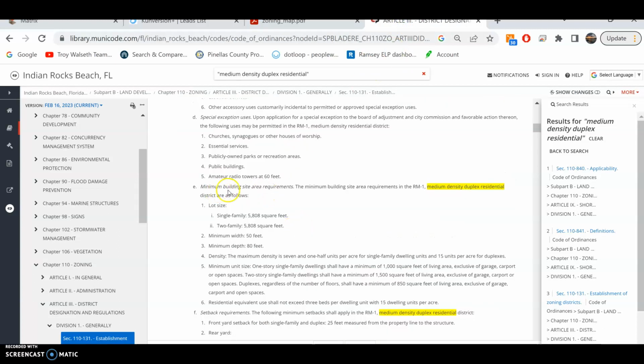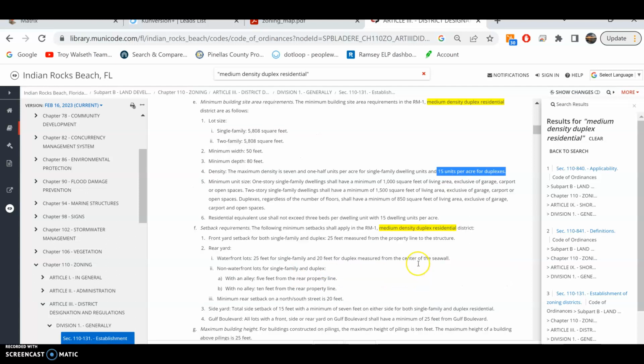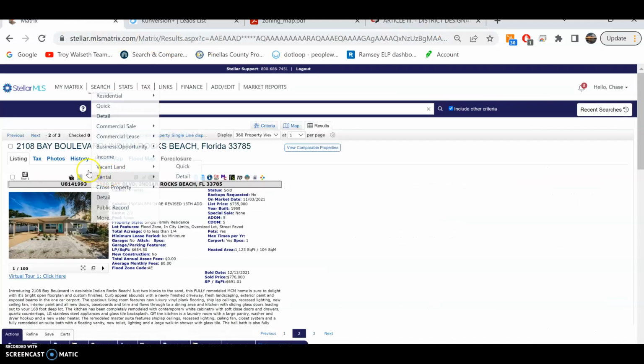So we have minimum building site area requirements: lot size, single family, two family, minimum width, minimum depth. This shows how many units per acre, which would be 15 units per acre for duplexes. Minimum unit size, two-story single-family dwellings. So let's say you're on an acre, which you're not. Can we figure out how large that lot is?